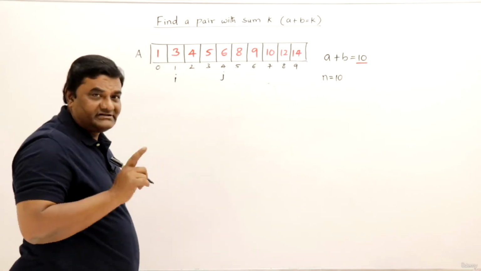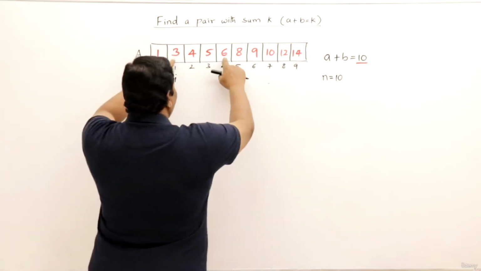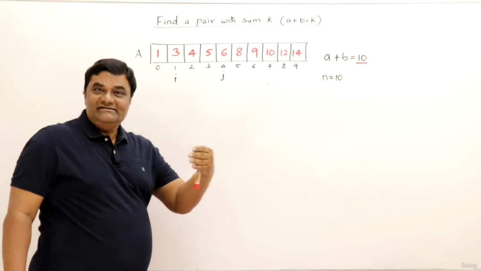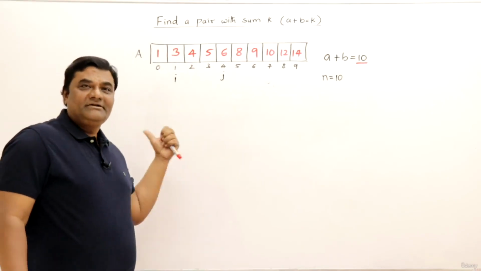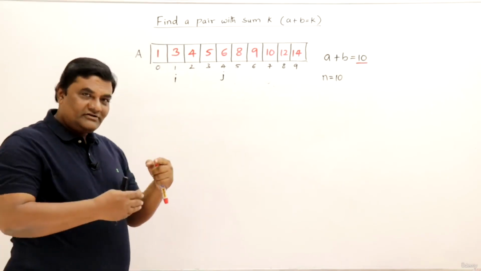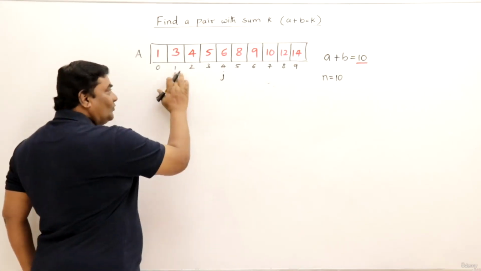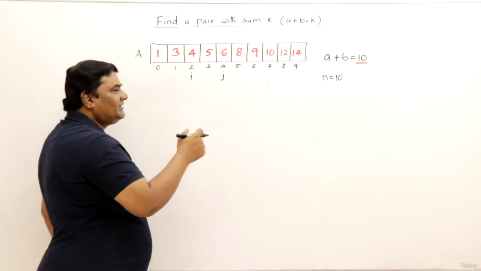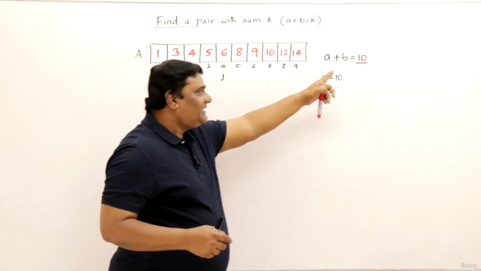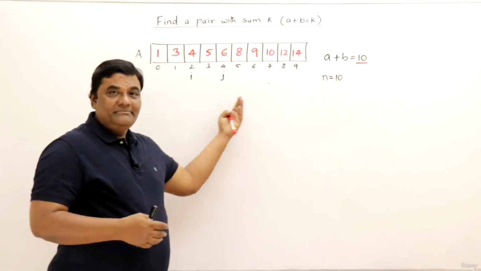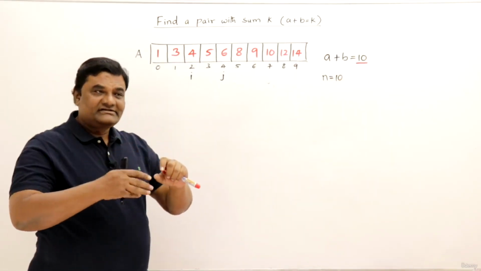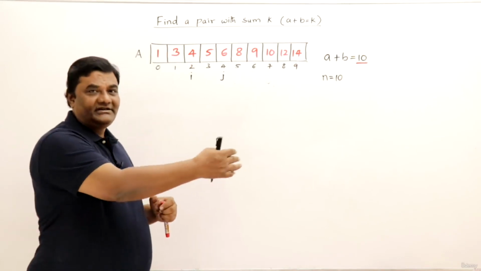Now comes an important turn. 3 and 6, it's 9. It is less than 10. The reason is the number may be smaller, so let us go to a little bigger number. So move i. If the total is greater than k, then decrement j. If the total is less than k, then increment i.